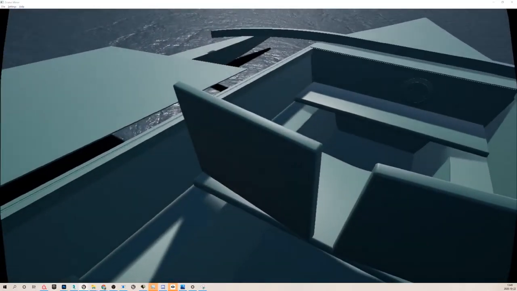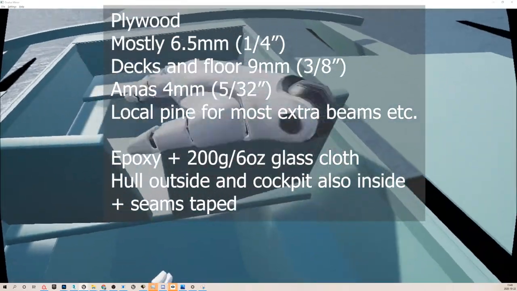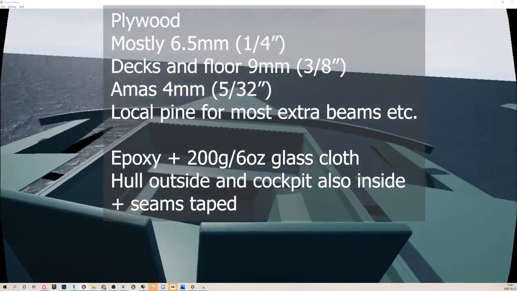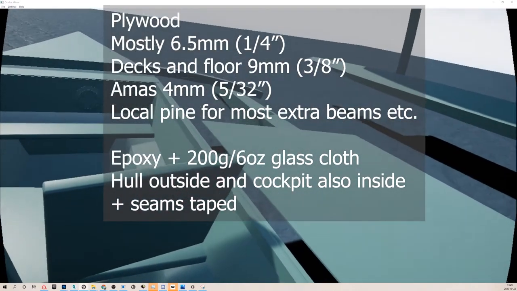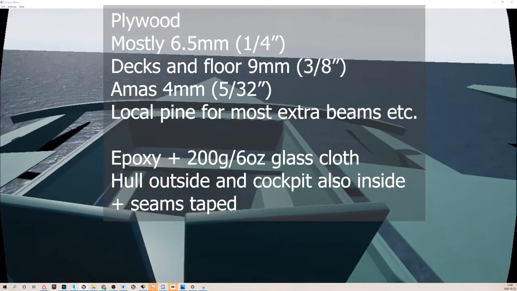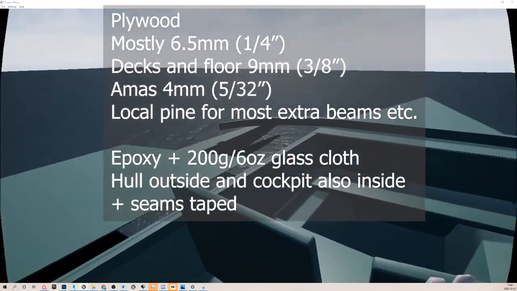Plywood boat, 6mm plywood, and then the bottom and the deck would be 9mm. So in Imperials it's 1/4 inch for most, and then the deck and the floor is, I guess, a little under 3/8.